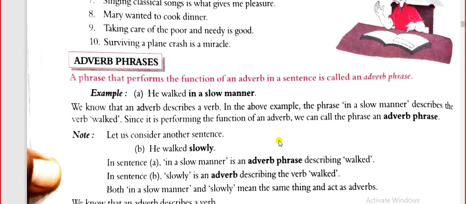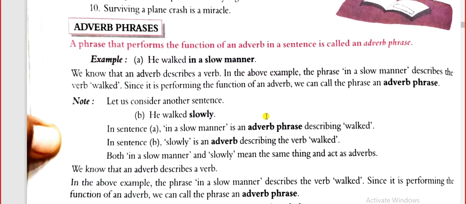So children, let us move to the next point, which is adverb phrases. A phrase that performs the function of an adverb in a sentence is called an adverb phrase. For example, before I start reading ahead, do you know the meaning of adverb? An adverb in Hindi is kriya visheshan, and it tells the visheshta of a verb, an adverb and an adjective. है कि नहीं? Yes, ma'am.